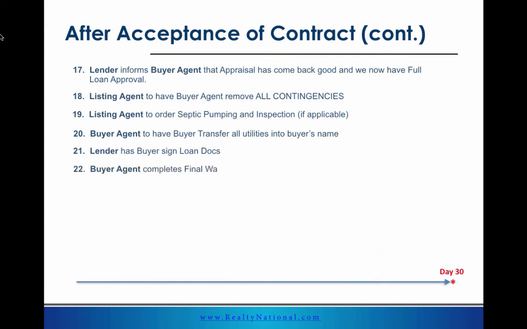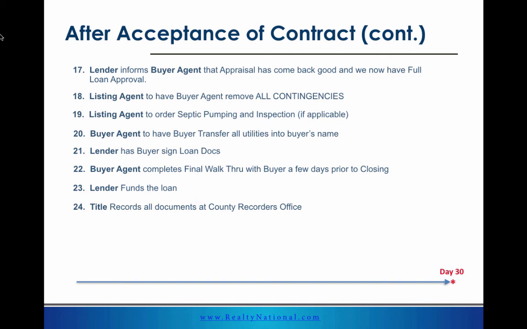The buyer's agent will want to complete their final walkthrough with the buyer a few days prior to closing, typically between days 26 and 28 of a 30-day timeline. The lender will fund the buyer's loan, sending the funds to the title company for closing between days 26 and 28. Keep in mind that our transaction is still not officially closed yet. Official closing occurs when the title company records all the documents down at the county recorder's office. Our transaction is now officially closed.